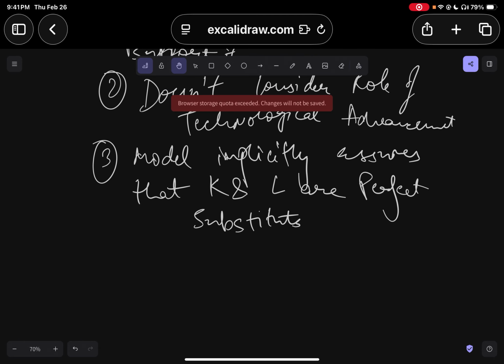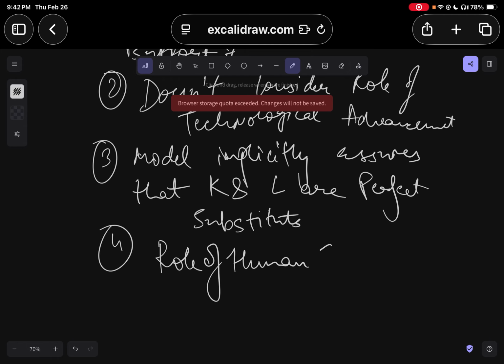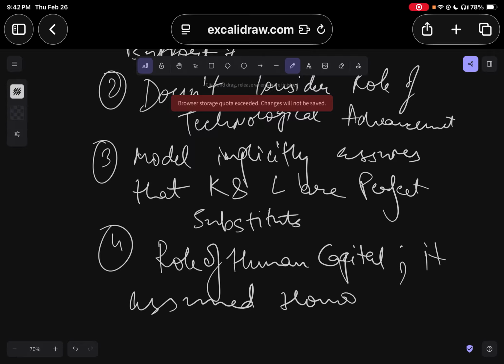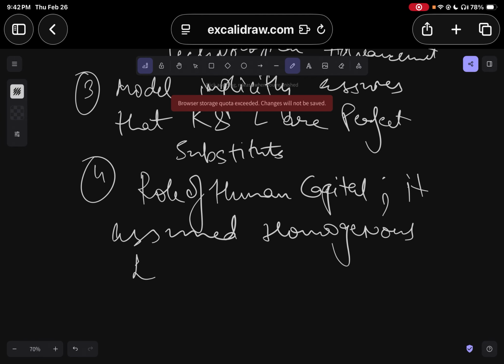Fourth criticism was the model didn't recognize the role of human capital. It assumed all labor to be homogeneous. But this was not the case with Kalecki, where he showed how skilled laborers would be part of the capitalist class and the unskilled would earn the minimum wage. Though that has its own criticism, it was not taken by Kaldor into consideration. So, Kaldor's model was majorly based on microeconomic theoretical development based on macroeconomic assumptions.